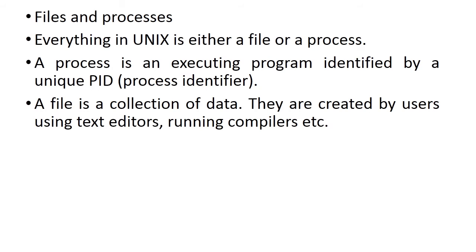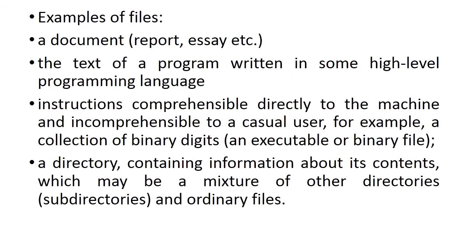Files and processes within Unix. Everything in Unix is either a file or a process. A process is an executing program identified by a unique PID, which is the process identifier. A file is a collection of data. They are created by users using text editors, running compilers, etc.